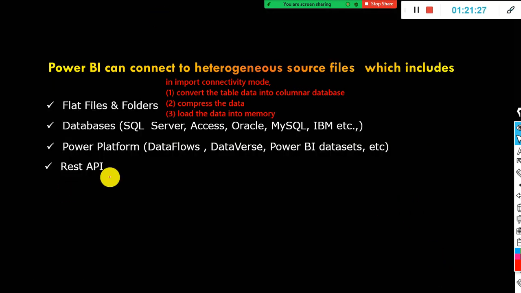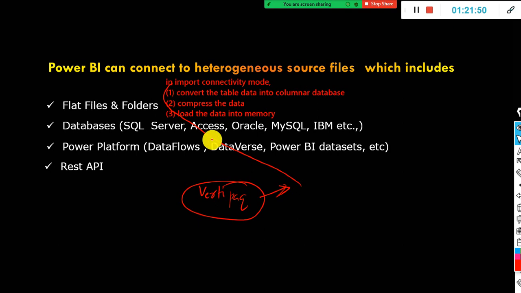See, in Power BI, the workhorse is something called VertiPaq. Though it is a very old one, it is still popular. This is one of the engines driving Power BI, the workhorse behind the software. VertiPaq is the one that does all these things. When you import the data into Power BI desktop, VertiPaq carries out these three steps. First, it converts your table data into a columnar database. So let's say in my table I have 1000 columns.